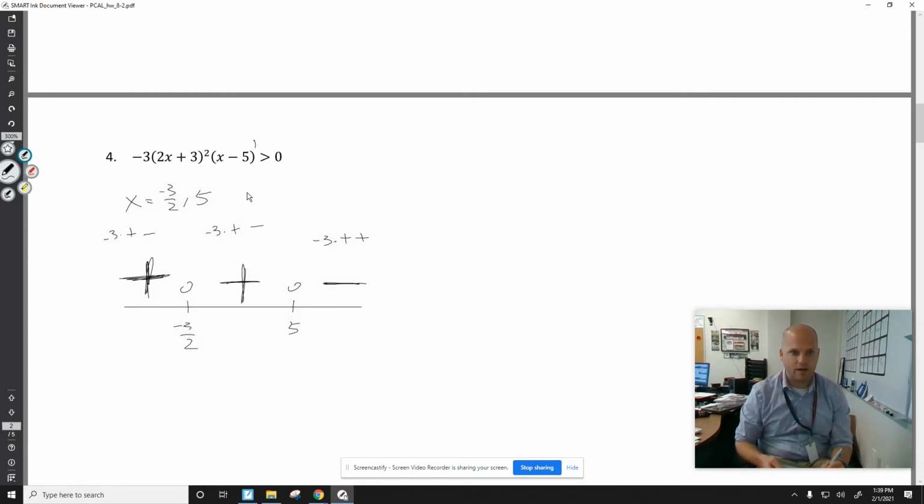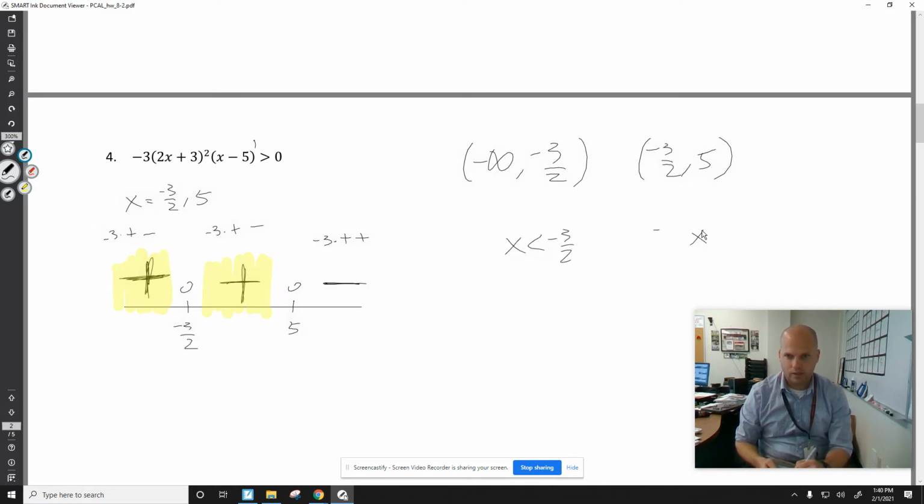All right, now when are we greater than 0? We are greater than 0 here. We are greater than 0 here. We are not including the zeros, though. So I would say from negative infinity to negative 3 halves, don't include it. And from negative 3 halves to 5, don't include it. Or x is less than negative 3 halves, and x is bigger than negative 3 halves but less than 5.